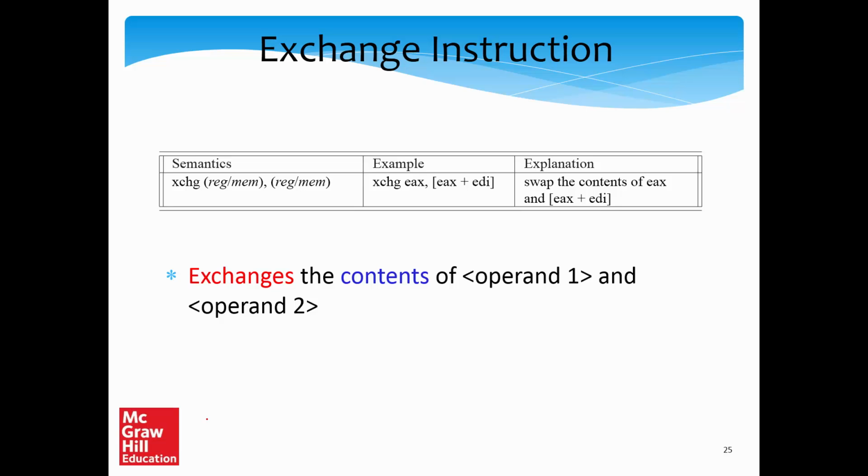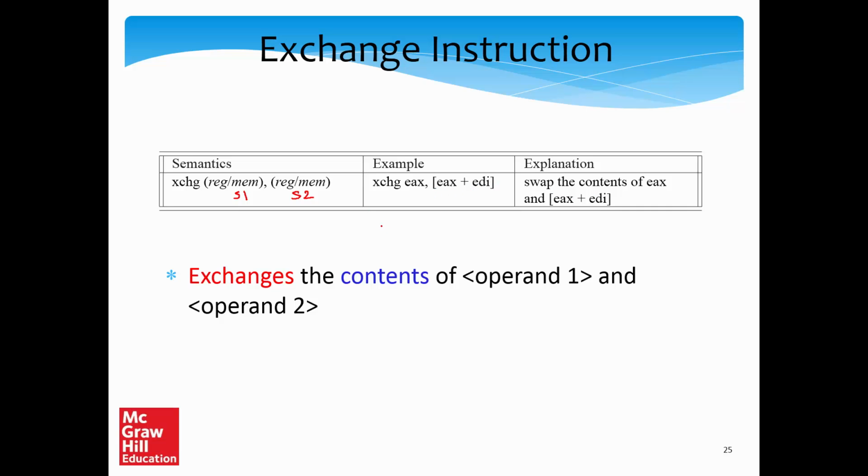The main idea is that exchange takes two arguments, two sources, which are also destinations, by the way. Source 1 can be a register or memory, and source 2 can be a register or memory. I can write S1 and S2. But mind you, both cannot be memory locations. So the same constraints still hold. So we can write exchange EAX and a memory location, EAX plus EDI in square brackets.